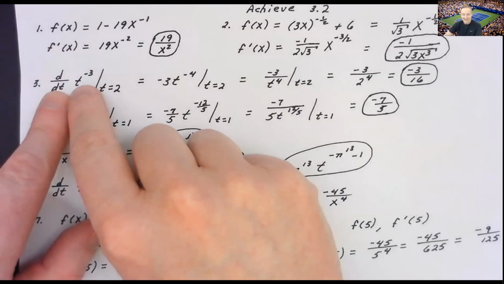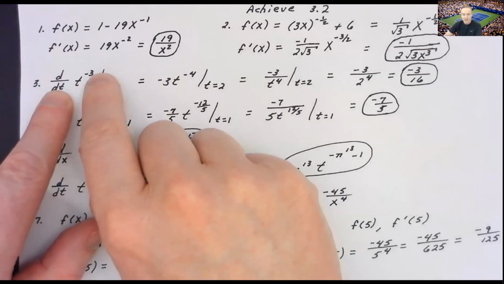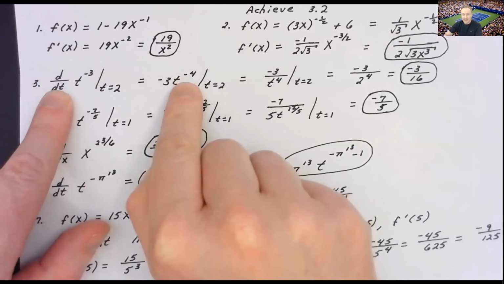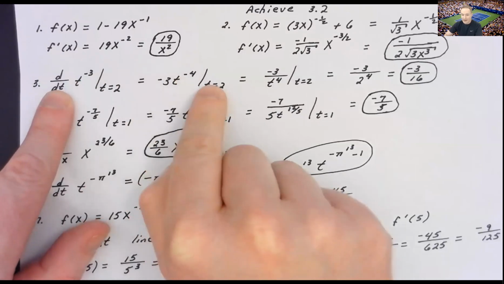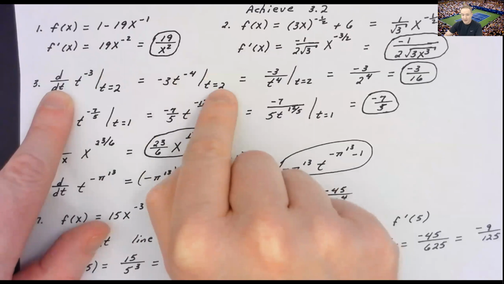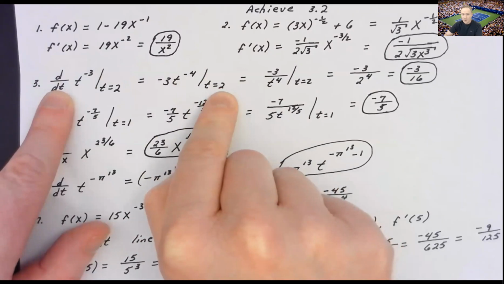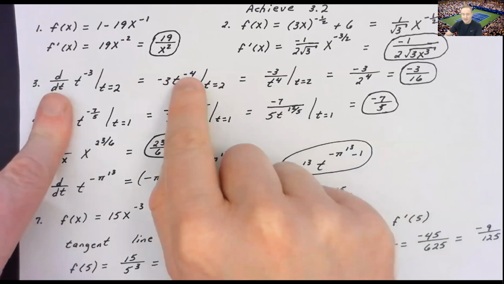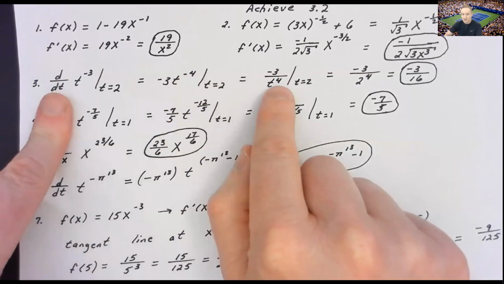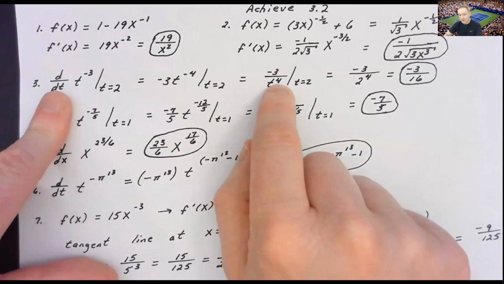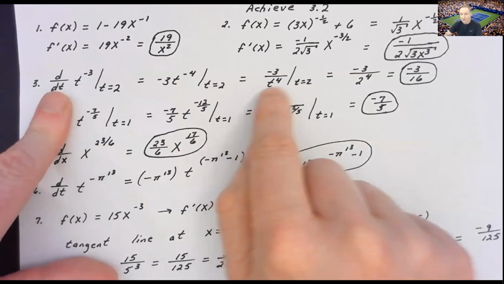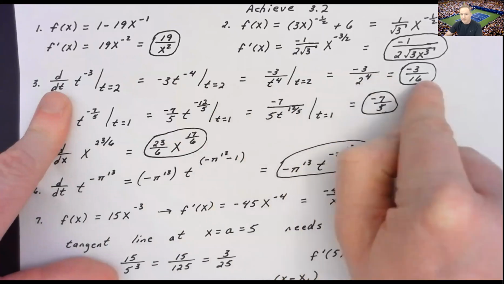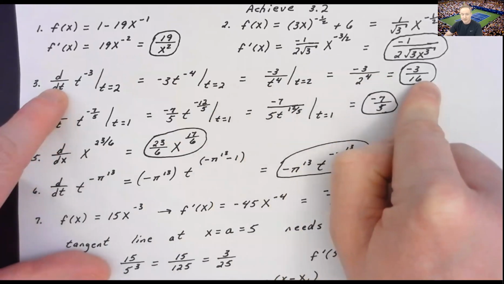Derivative with respect to t of t to the negative 3rd is going to be negative 3t to the negative 4th. And then I still kept my bar showing I need to evaluate that at 2. Before I evaluated, I went ahead and simplified and said t to the negative 4th means you have t to the positive 4th in the denominator. Now when I evaluate that, negative 3 over 2 to the 4th power gives me negative 3 over 16.